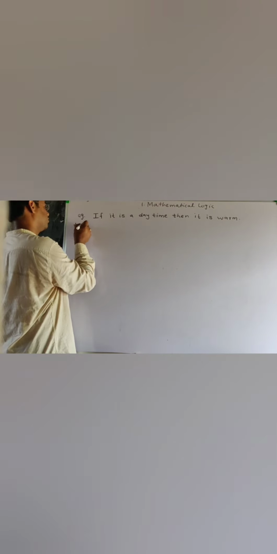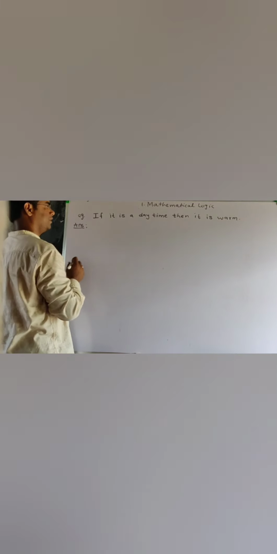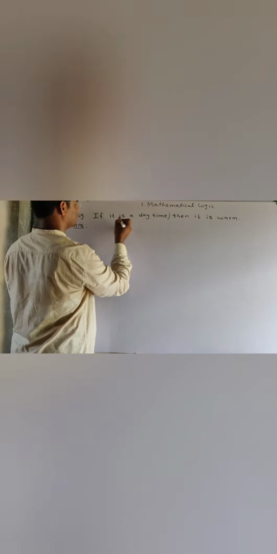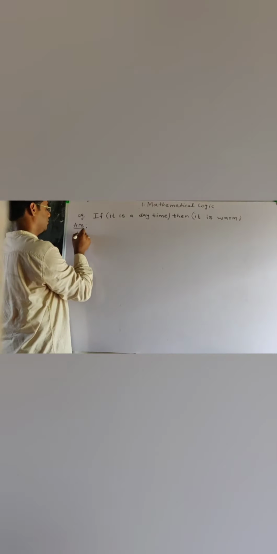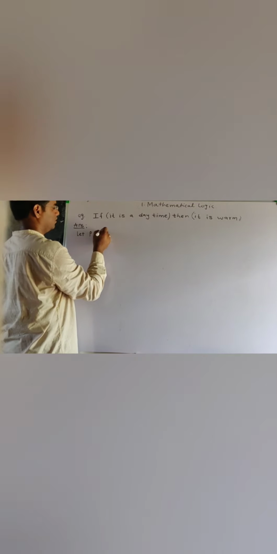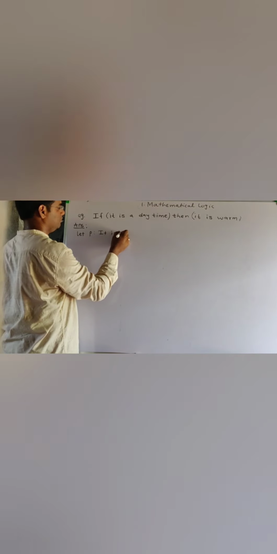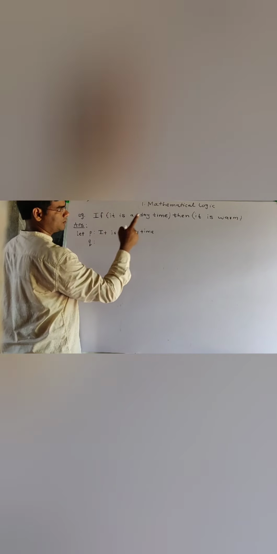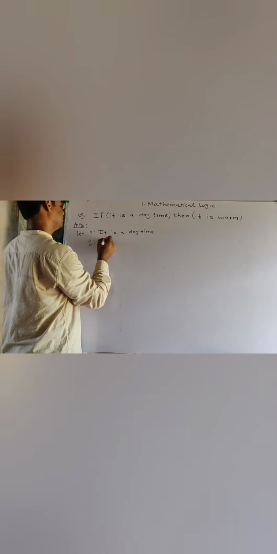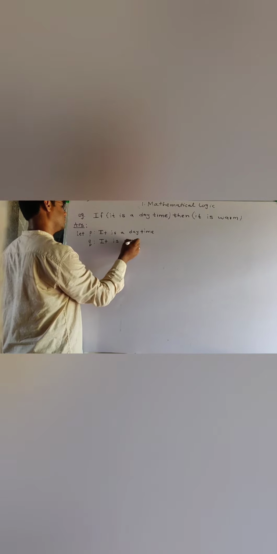So first you have to identify what is P and Q. In between if and then you will get P. So what is the P statement? P is: it is a daytime. This statement is known as P, and after then you will get Q. So the next statement is: it is warm. So it is warm is Q.